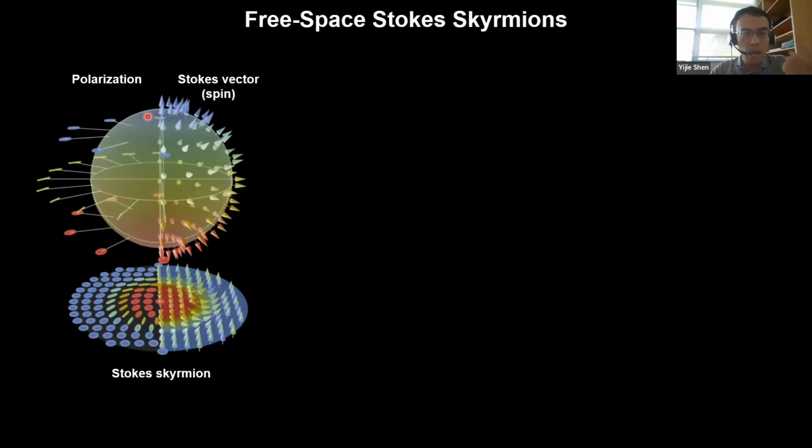So spin and polarization actually form a bidirectional mapping. All of that can be mapped on a sphere. And now we apply a skyrmion mapping on the polarization Stokes vector. We can get a polarization pattern emulating the spin texture. So this is a Stokes skyrmion.